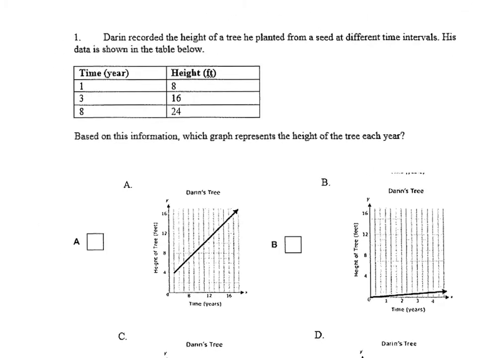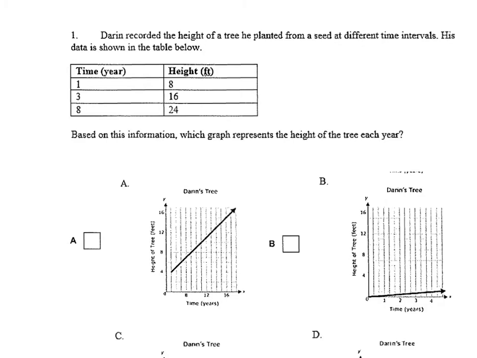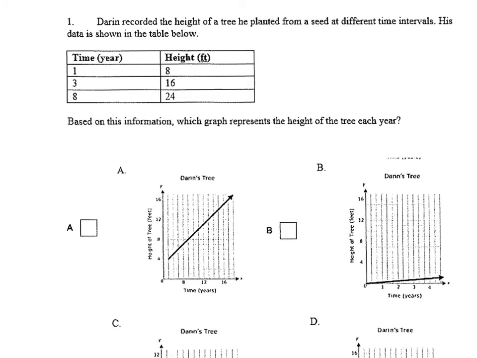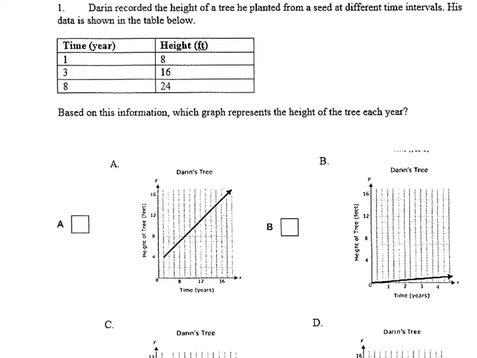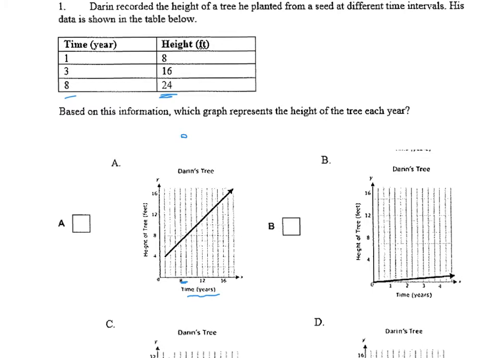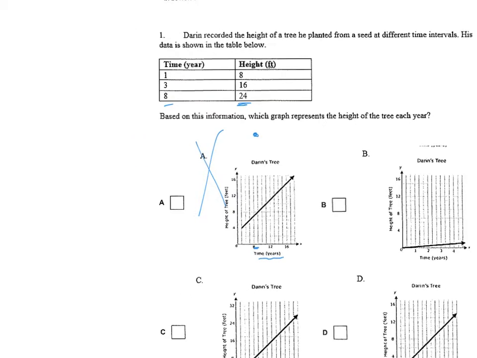So on A, we want to see when the years and the height match up. So on A, my years, I can't really tell where 1 is, but I can see where 8 is. So where 8 is on years, it should be at 24 in height. So that would be like way up here. Okay, so my line does not go through 24.